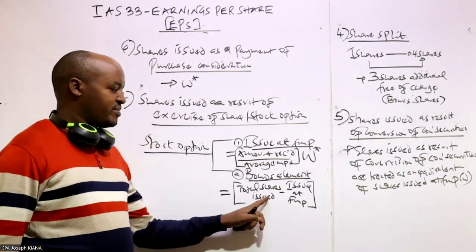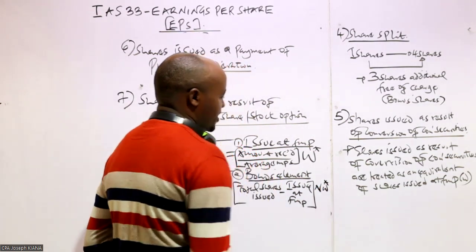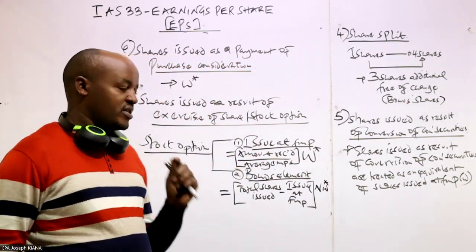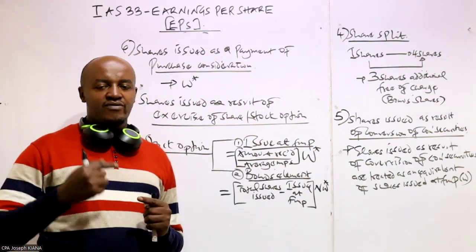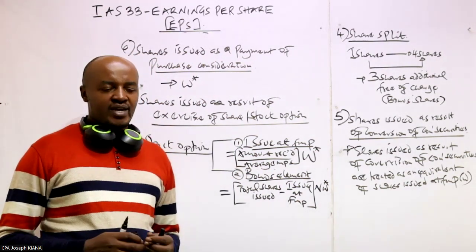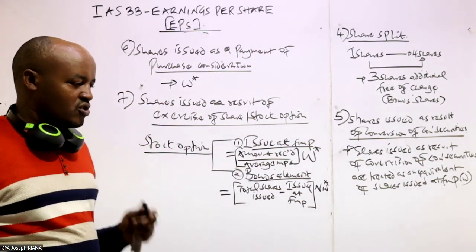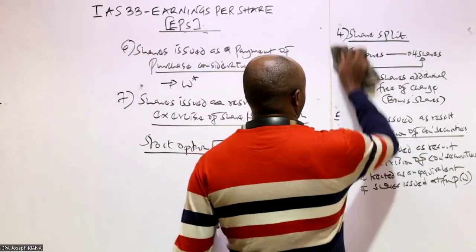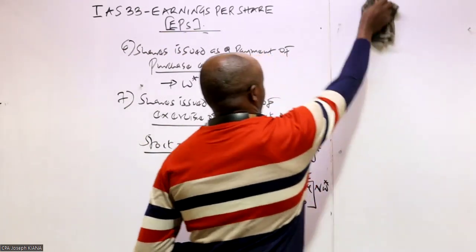Number one, these particular shares are not supposed to be weighted on a time basis during the current year when computing the weighted average. And number two, we also use them to restate the earnings per share for the previous financial year. So therefore, this is basically how we deal with what you refer to as a stock option, or a share option.